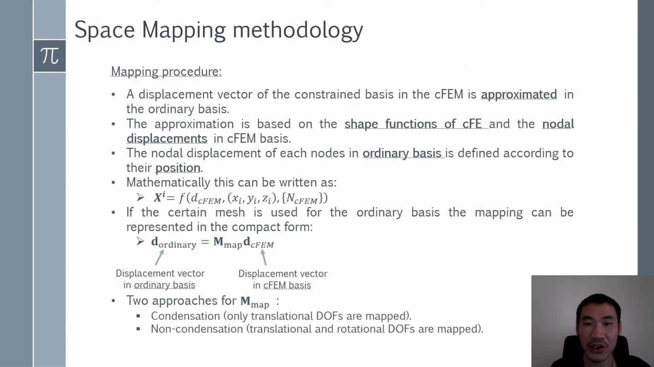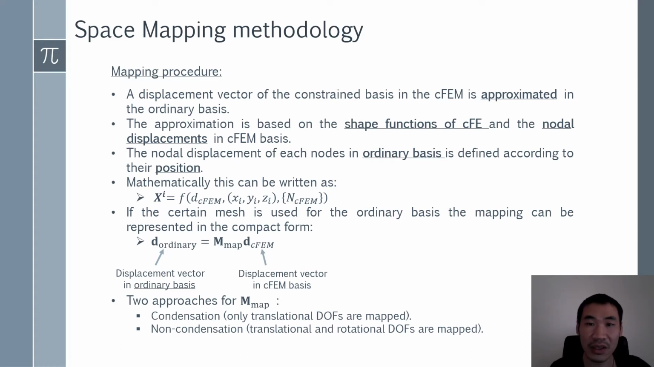The mapping procedure is performed as follows. Each column of the Rm constraint matrix in the CFEM basis is in fact one displacement vector. Each displacement vector is then approximated in the ordinary basis as a displacement vector using an operation which takes the shape function of the CFE element and the nodal displacement in the CFE basis as well as the nodal position of the ordinary basis.